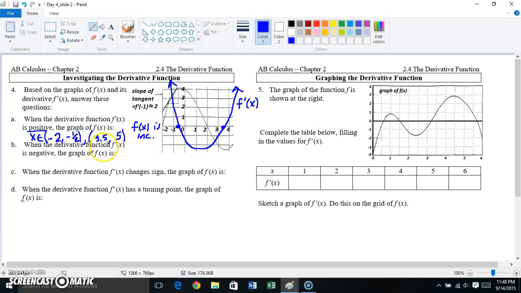Okay, when the derivative function is negative, so that's between -0.5 and 3.5, what is my function doing? Okay, so here the blue graph is below the x-axis, which means the slope of the function is negative. If the slope of the function is negative, the function is decreasing. Okay, we'll pick up in the next video.